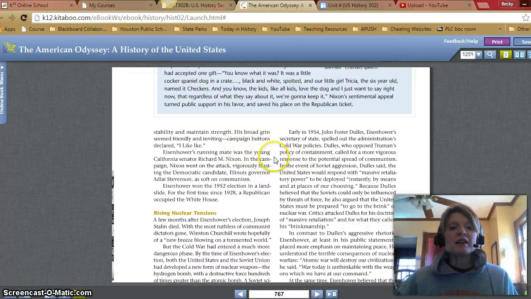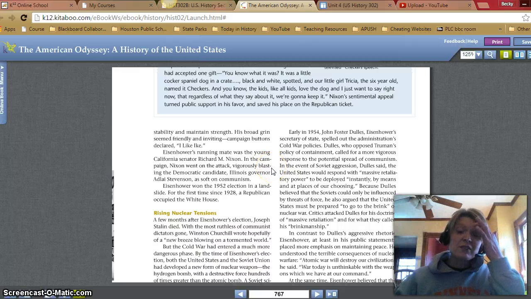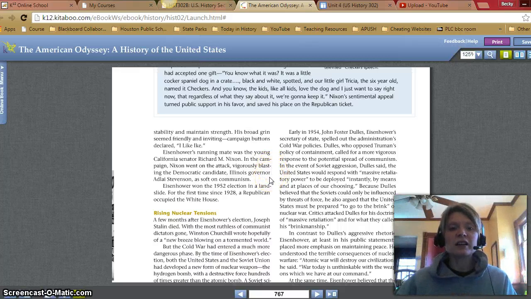Eisenhower's running mate was the young California Senator Richard M. Nixon. In the campaign, Nixon went on the attack, vigorously blasting the Democratic candidate, Illinois Governor Adlai Stevenson, as soft on communism. Eisenhower won the 1952 election in a landslide. For the first time since 1928, a Republican occupied the White House.